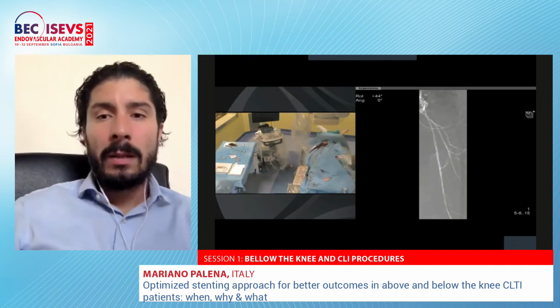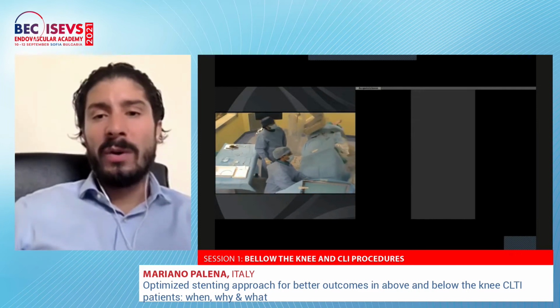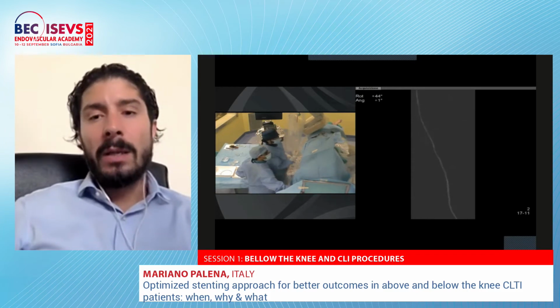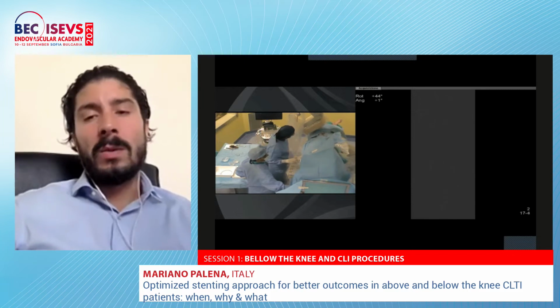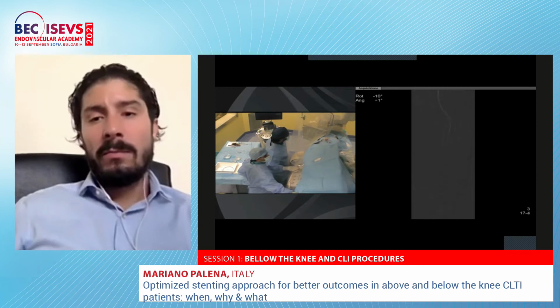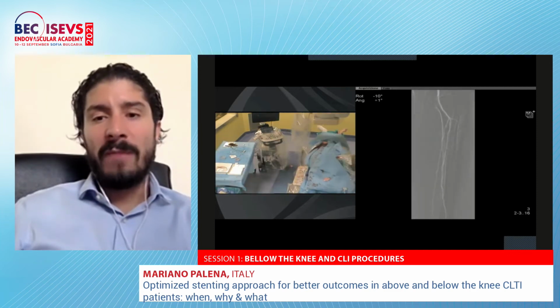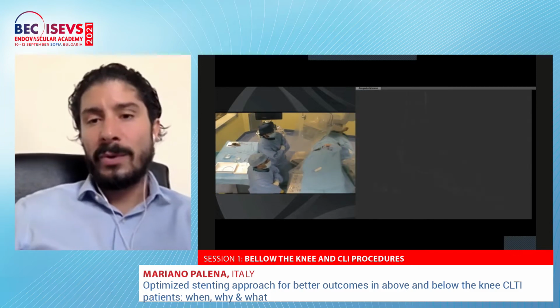a diffuse disease SFA with a proximal stenosis, so almost close to the bifurcation, acceptable flow distally and in the popliteal artery, very nice flow, still stenosis or diseased artery in the distal SFA, and below the knee compromisation with occlusion of anterior tibial and very thin posterior tibial, calcified posterior tibial and peroneal artery.